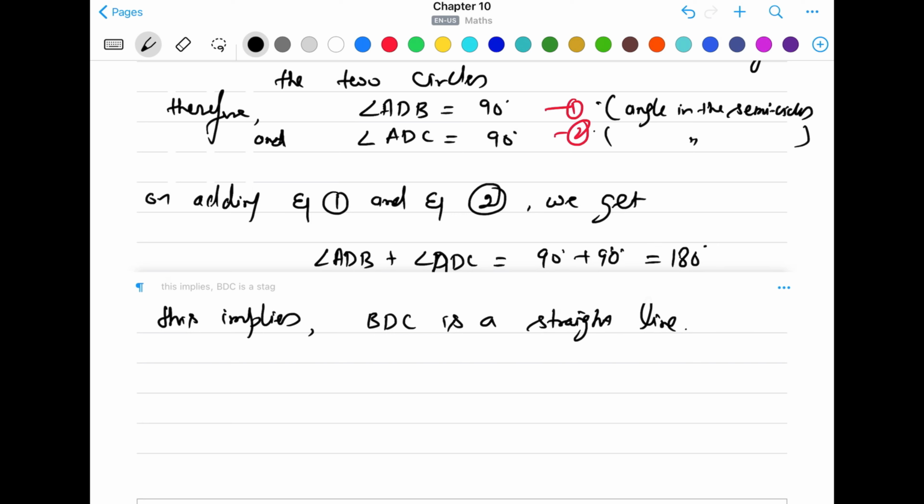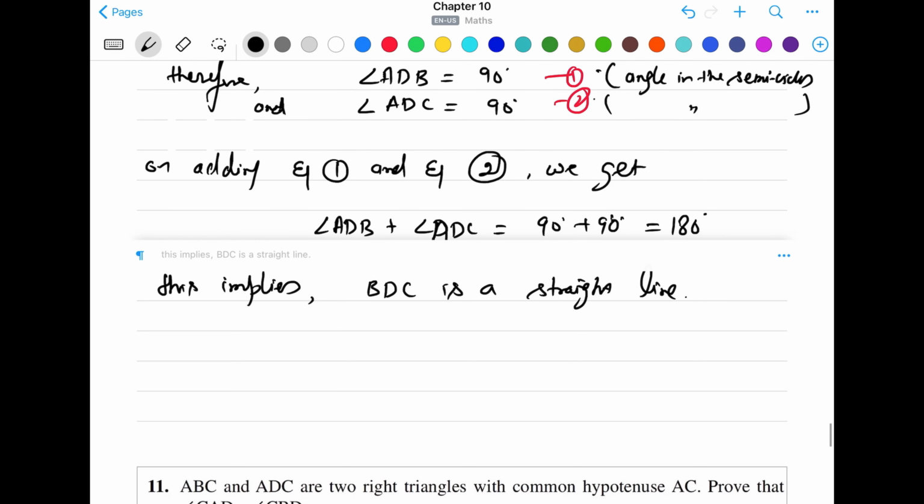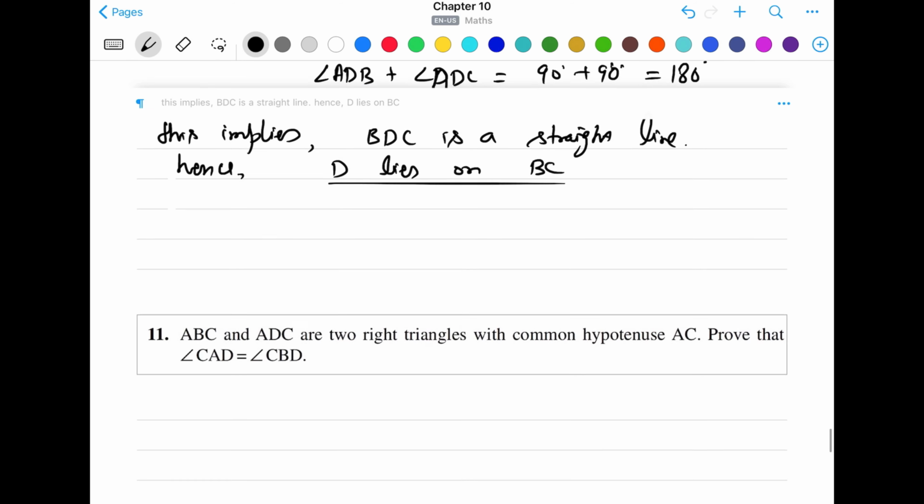Okay, so BCD is a straight line, hence D lies on PC. This is what we have to prove, that the point of intersection of the two circles is lying on the third side. Okay, so that's the solution for question number 10.